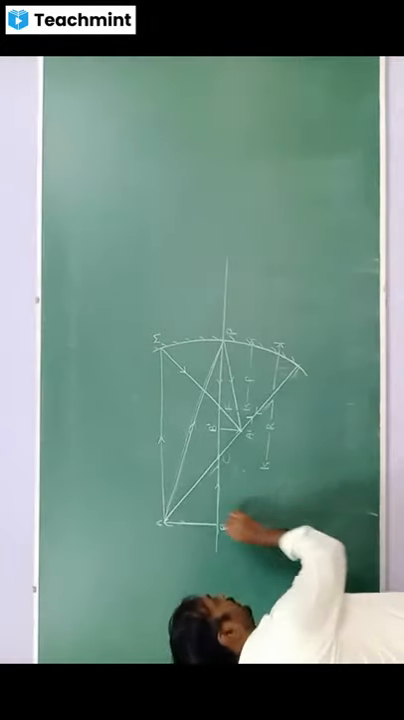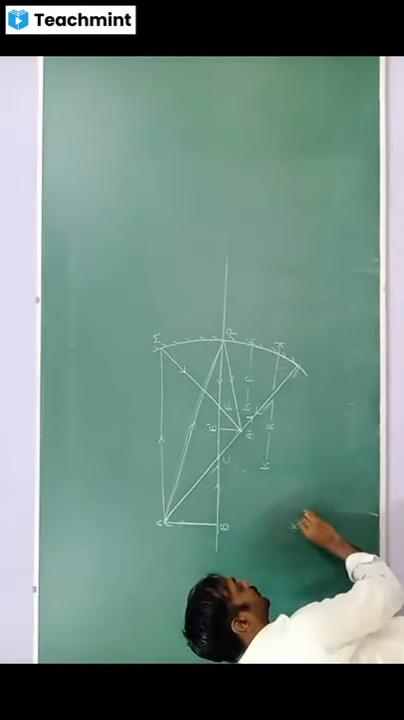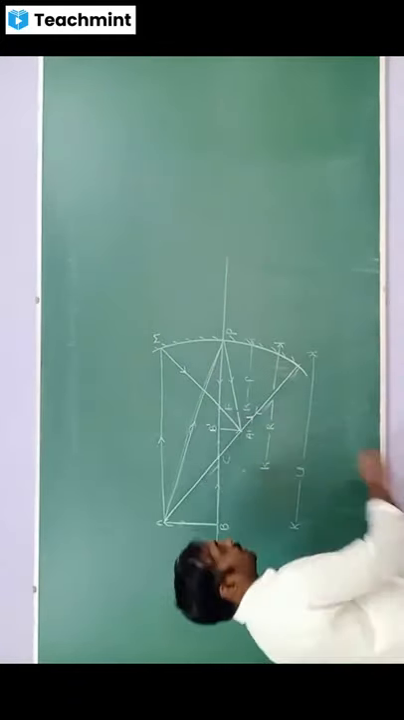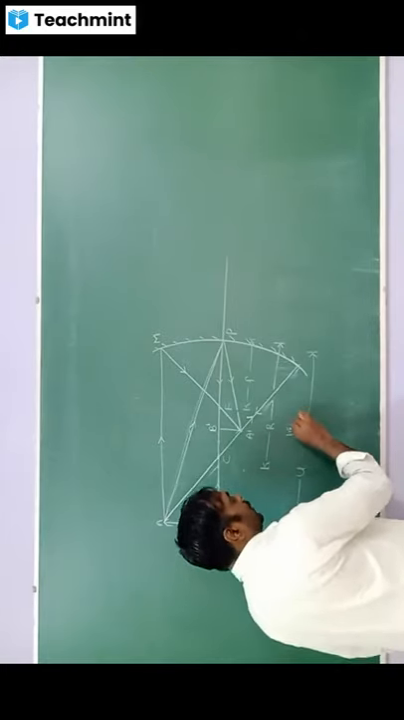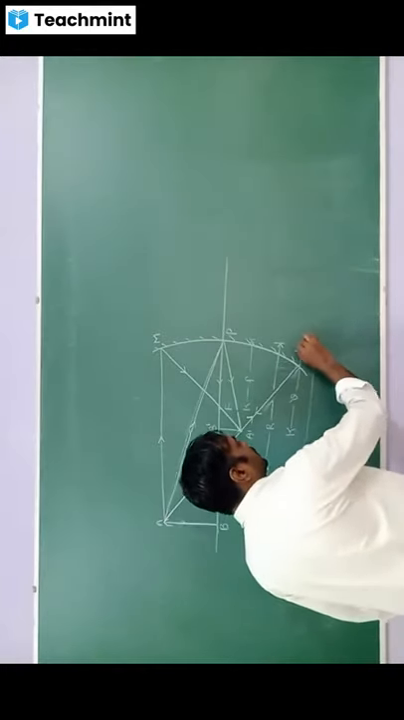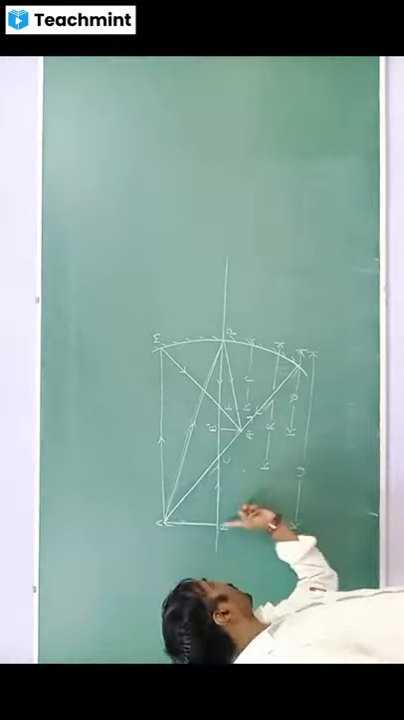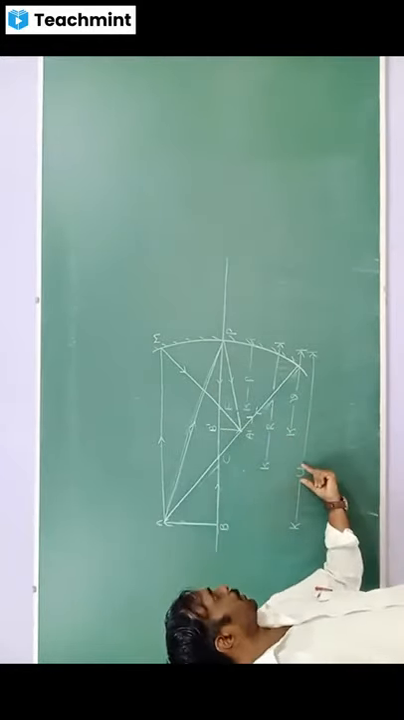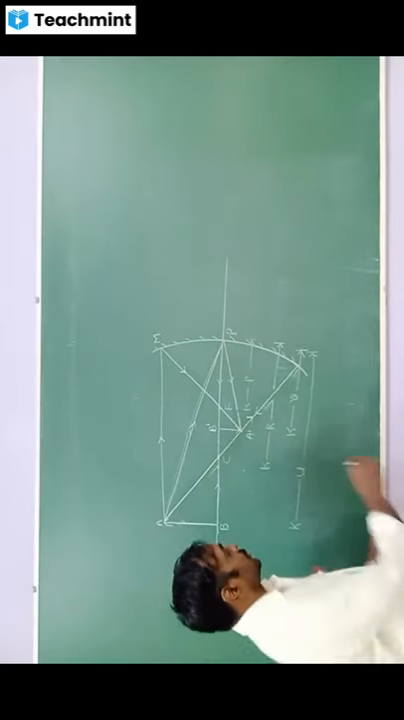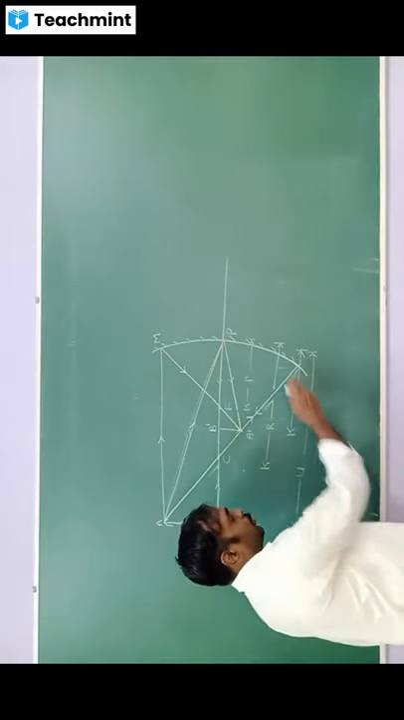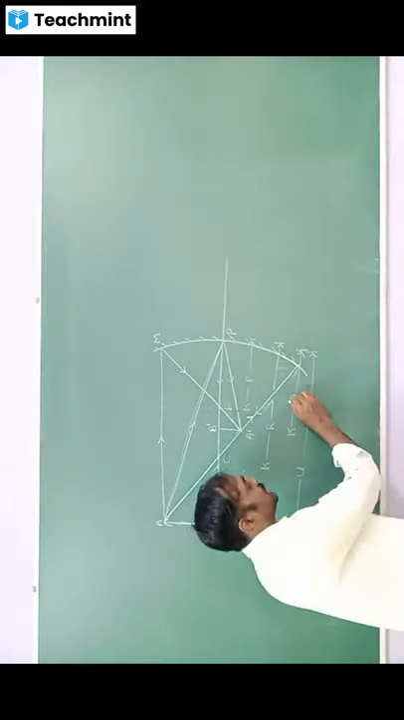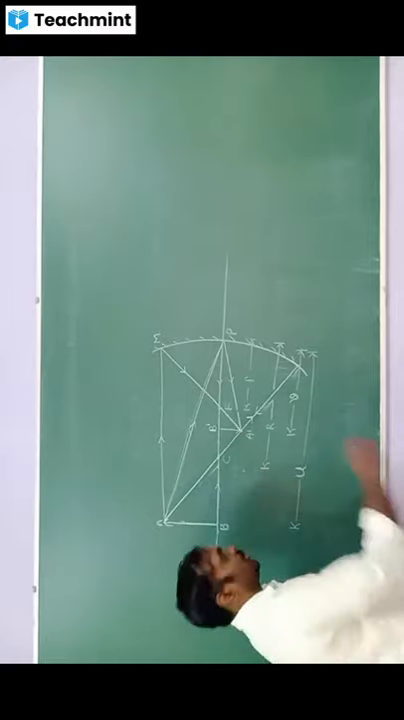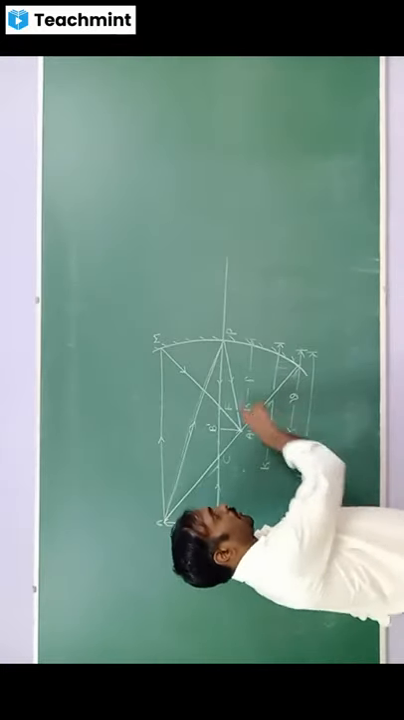Here I write: the distance of the object from the mirror, from the pole, is called the object distance. The distance of the image from the pole is called the image distance. Image distance is denoted by V. Object distance is denoted by U. Radius of curvature is R, focal length is F.